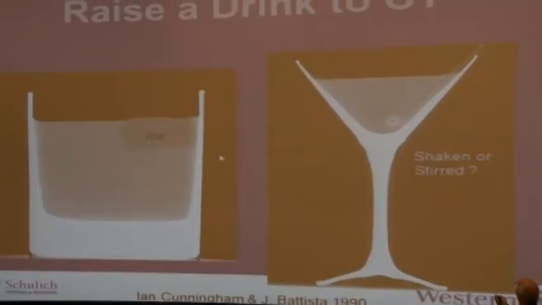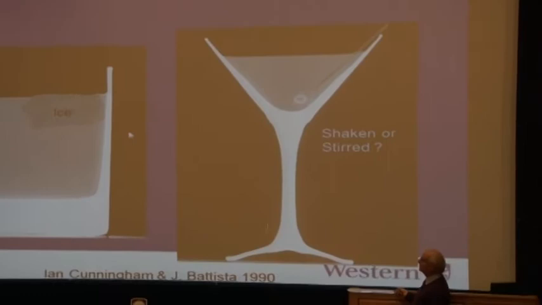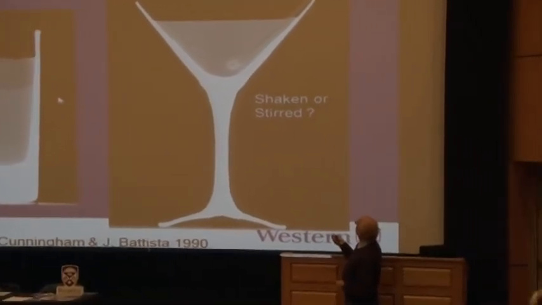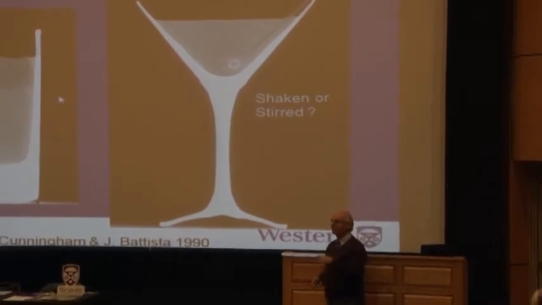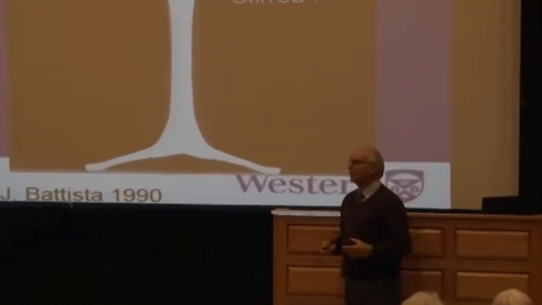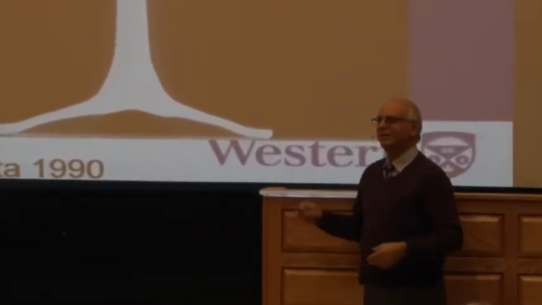Here's the CT scan of the martini. You can see the glass. You can see the olive. You can see the inside of the olive, and you can see the toothpick. This image made its way to the Ontario Science Center. It was on display there for a number of years. I never saw it personally, but they grabbed that.